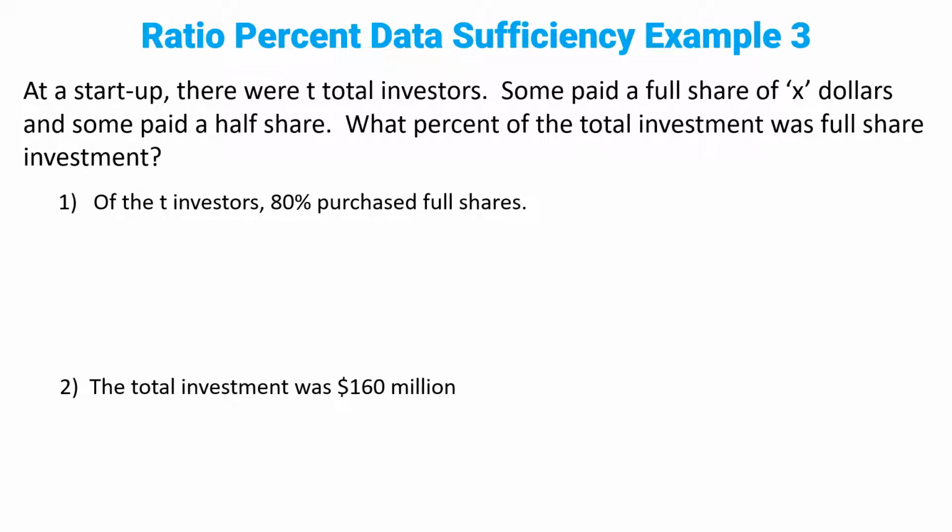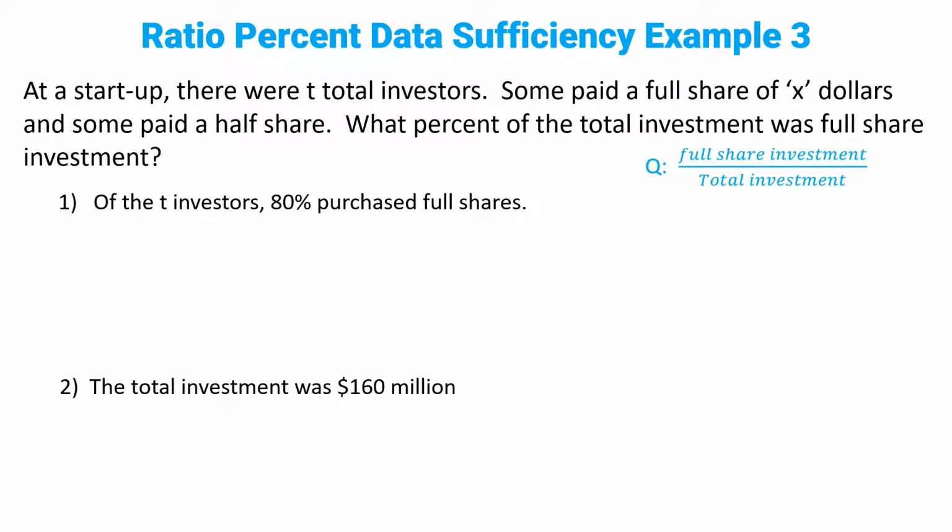At a startup, there were T total investors. Some paid a full share of X dollars and some paid a half share. What percent of the total investment was full share investment? Okay, the first step is always to write down exactly what we've been asked for. And in this case, we've been asked for full share investment over total investment.